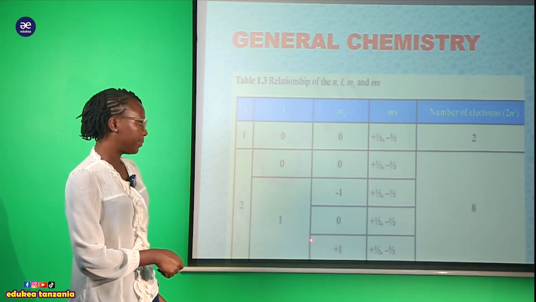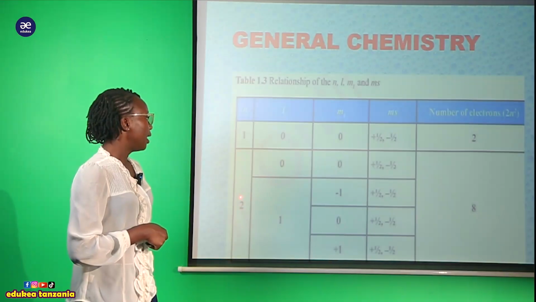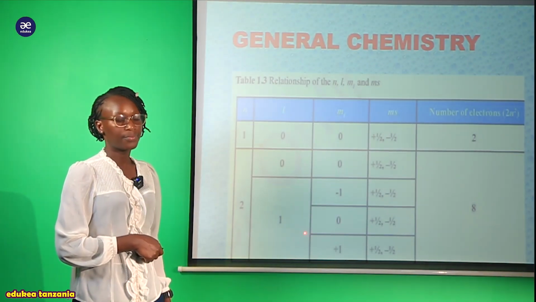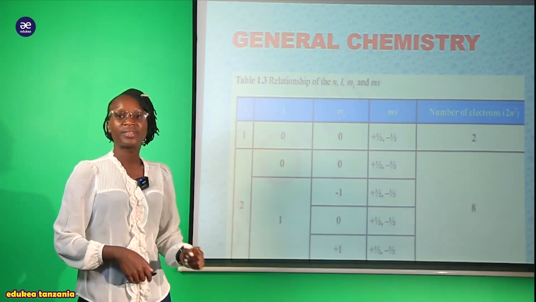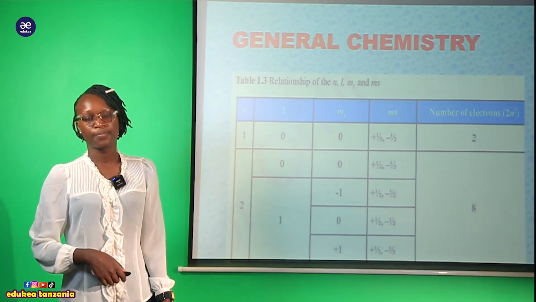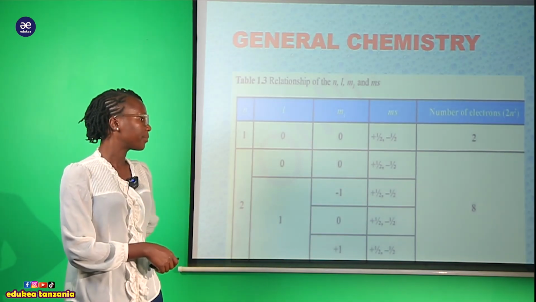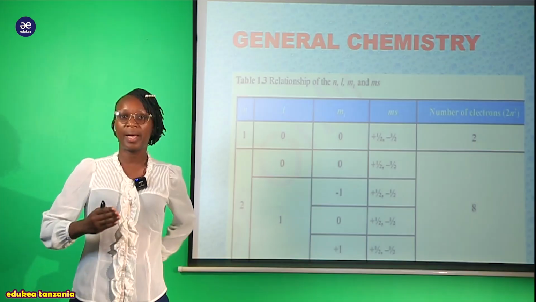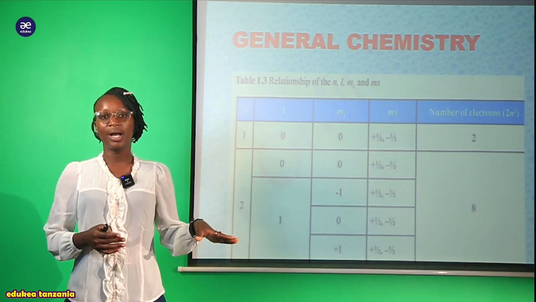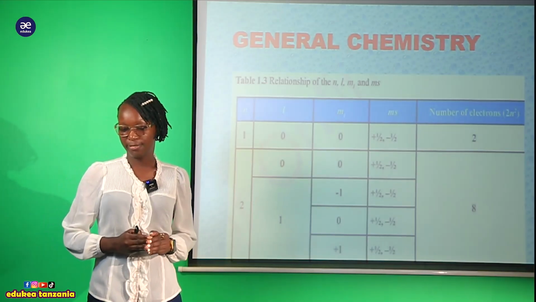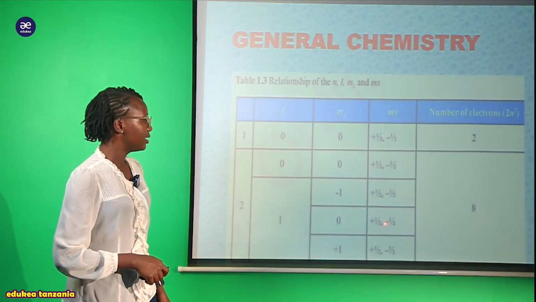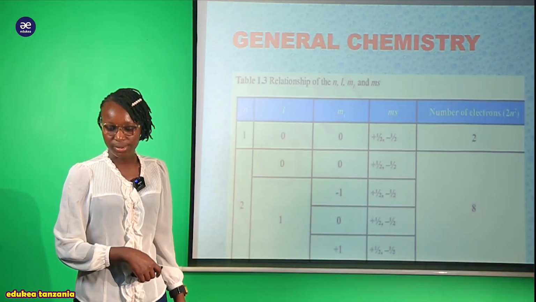So we come to this row here. Looking at this row it shows that n is 2, but L is how much? It is 1. But when we come to ML we are going to get 3 orientations. We are going to get negative 1, 0, positive 1. Now here it means that the same in MS, it will have 2 spins which are spin up and spin down. So we will have positive a half and negative a half, which when we add overall we get one thing. So you can see that MS will be as usual as you see here.